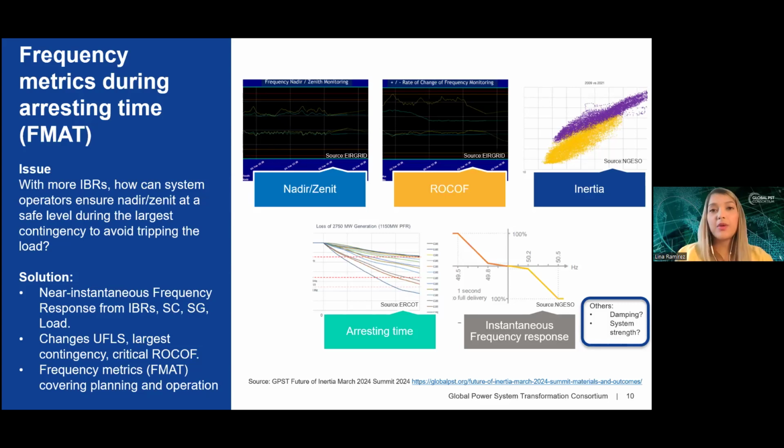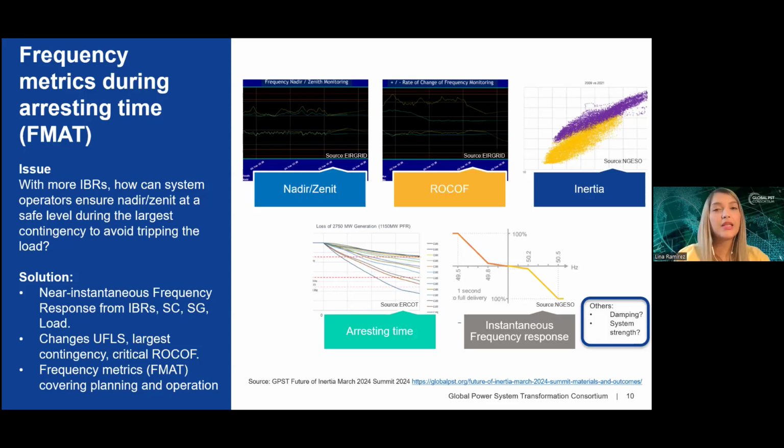Also, we are thinking that maybe other metrics could help, like damping. For example, it's difficult to talk about damping during the arresting period because it's a really short period, but maybe we could extend a little bit more, consider more seconds after the nadir and start to check damping, because we start to see that oscillation is also something that we need to consider for frequency stability. Also, as we know, system strength is really related. Inertia and system strength are linked, and maybe we need to start to consider other metrics, but until now we see that critical inertia is not enough.